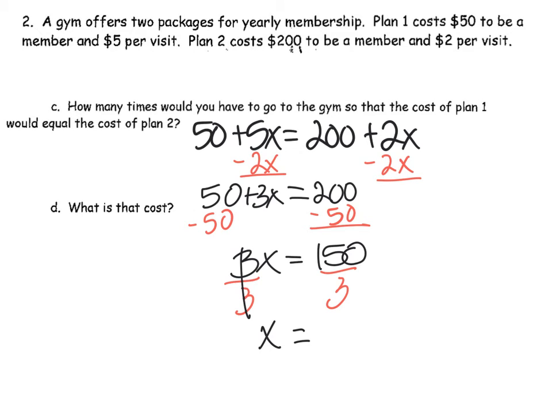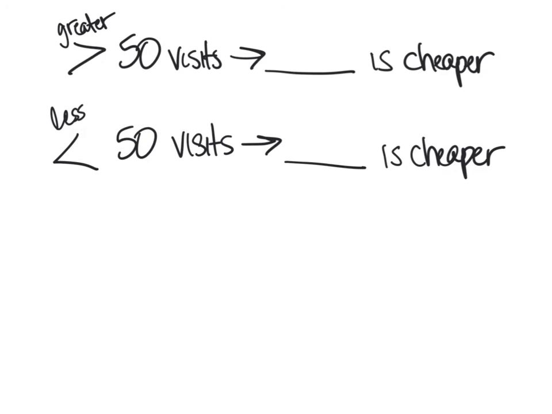What is it? 50. 50 what? Visits. Okay? 50 visits. All right, here's what I'm going to do again for you. If I go more than 50 times, say 60 times, which is cheaper? Plan 1 or Plan 2? If I go 60 times, was Plan 1 cheaper or was Plan 2 cheaper?